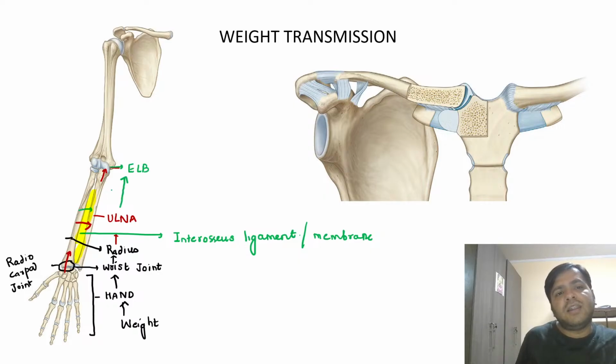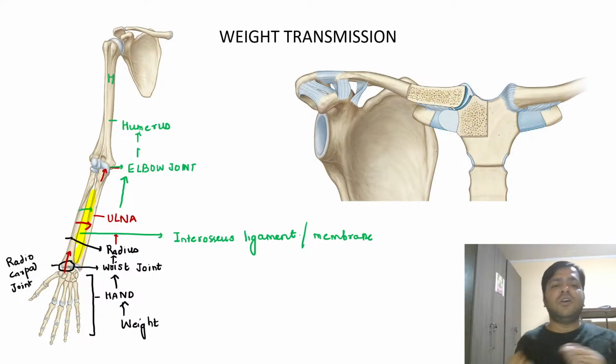Now from the ulna, the weight will go to the elbow joint. Now from the elbow joint, guys, the weight will go to the humerus, right? I hope till now it is clear.